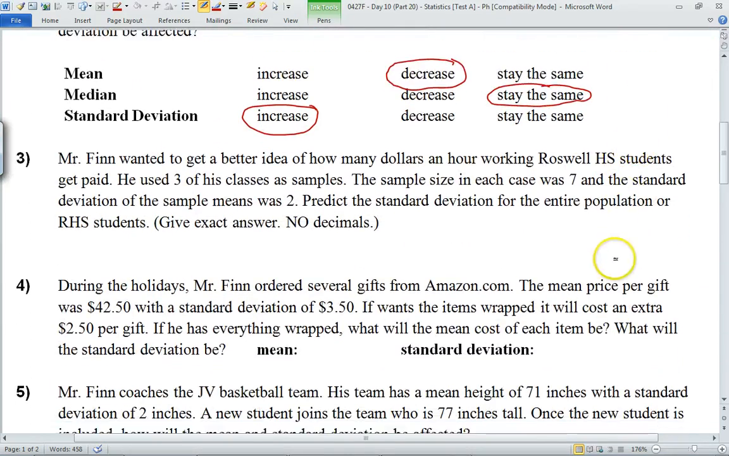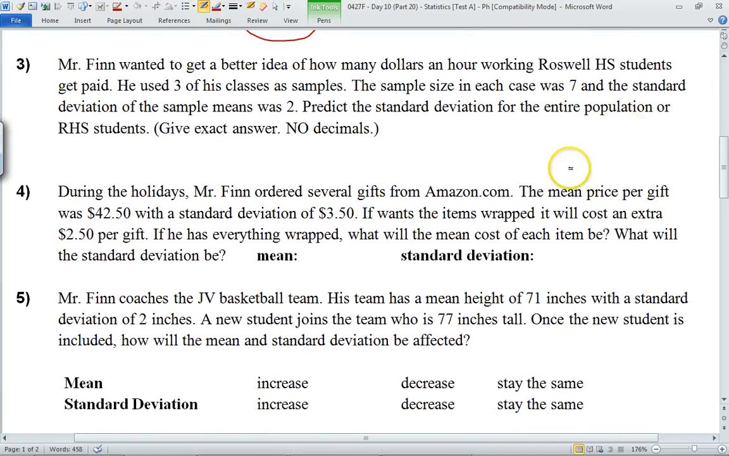Let's talk about number 3. Mr. Finn wanted to get a better idea of how many dollars an hour Roswell High School students get paid. So instead of just using one class, he used 3 of his classes as samples. The sample size in each case was 7, and the standard deviation of the sample means was 2. Predict the standard deviation of the entire population.